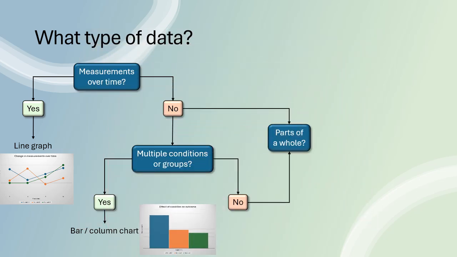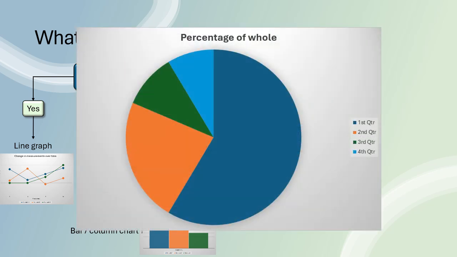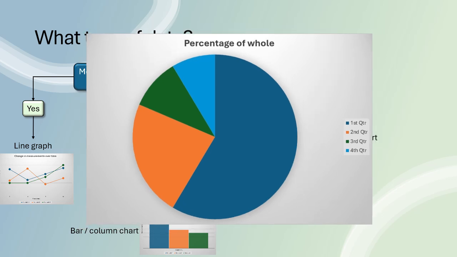If neither of these options fit our data, then we're most likely considering our data in terms of parts of a whole. And in this instance, we might want to use a pie chart. This will give us a really clear visualization of the proportion of our data that's taken up by each group or condition, such as the number of cells in our sample that are in each phase of the cell cycle.